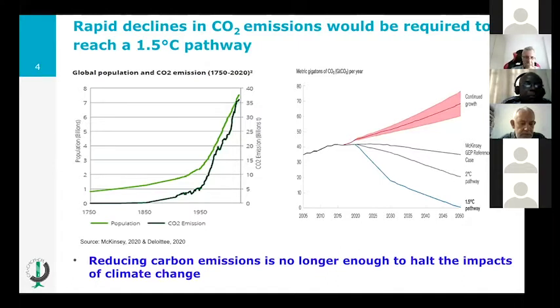there is a huge reduction in emission needed. Already by 2030, the projection shows that there is 517 gigatons of CO2 emission as we reach 2030. That means we need to work a lot to reduce the CO2 emission.